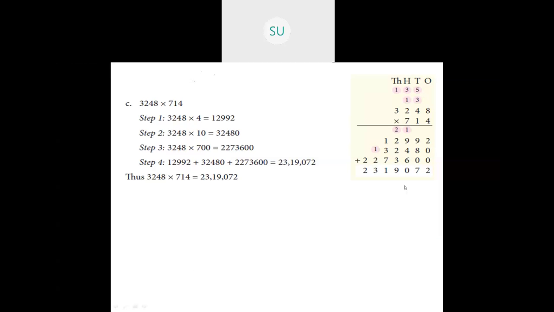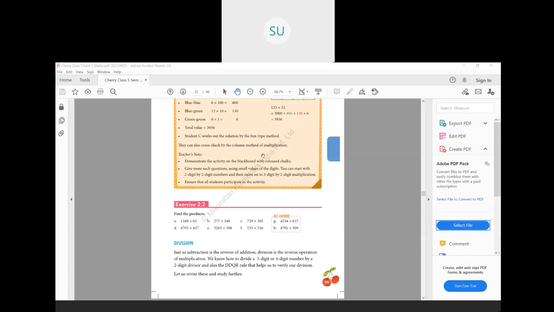Now we'll see some problems from your textbook. Page number 99 in your textbooks, exercise 2.2. They have given you a few problems where you have to find the product. Let's do these problems first, and then we will see what to do for homework. Here we have A, B, C, D, E, and F. Since I cannot solve it here, I'll solve it somewhere else. As we are solving, you can copy the answers in your notebooks.